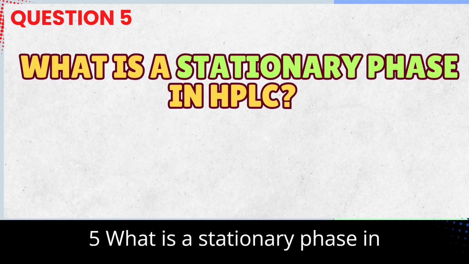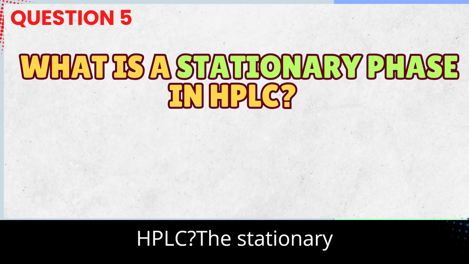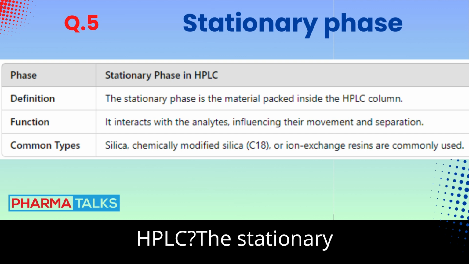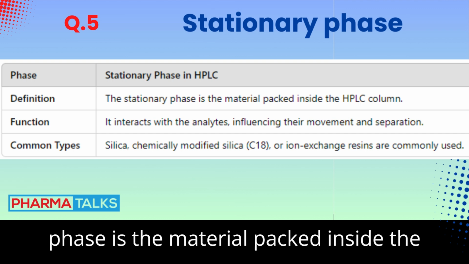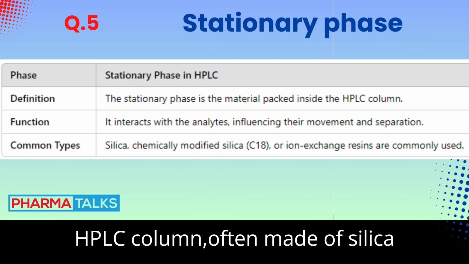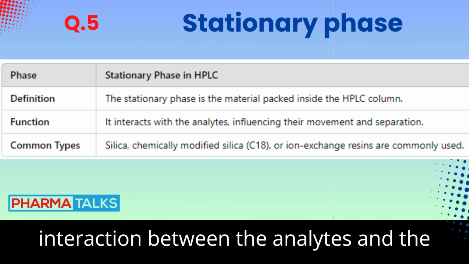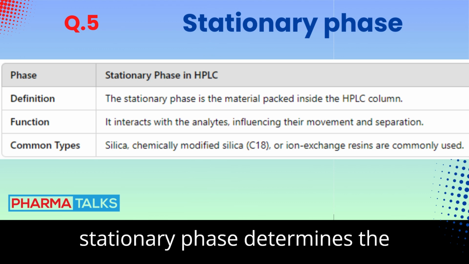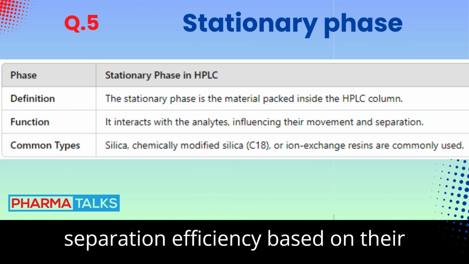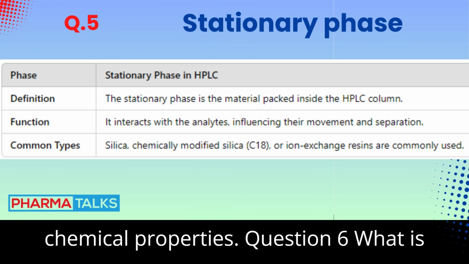Question 5. What is a stationary phase in HPLC? Answer. The stationary phase is the material packed inside the HPLC column, often made of silica or polymer particles, which interacts with the sample components. The interaction between the analytes and the stationary phase determines the separation efficiency based on their chemical properties.